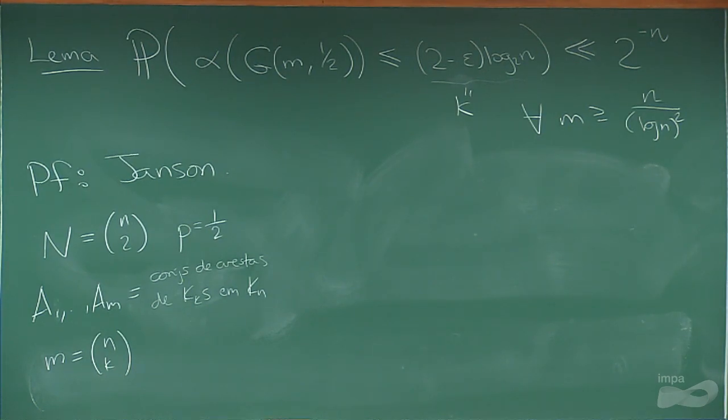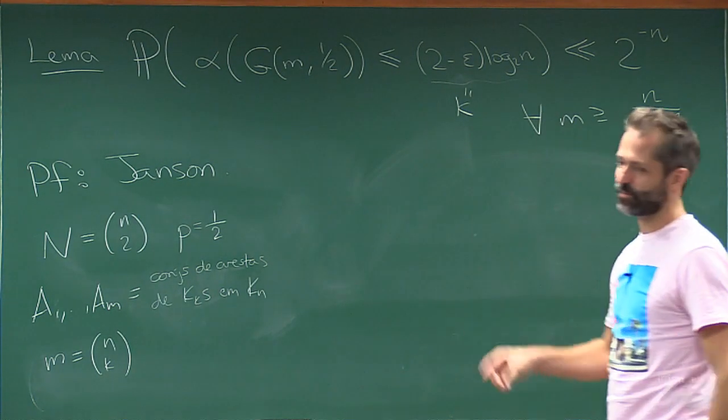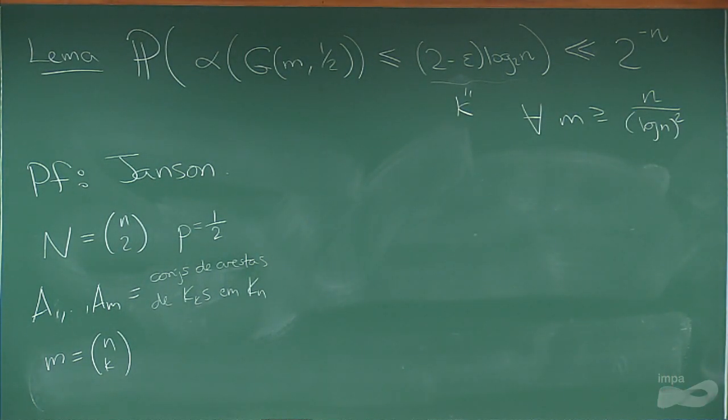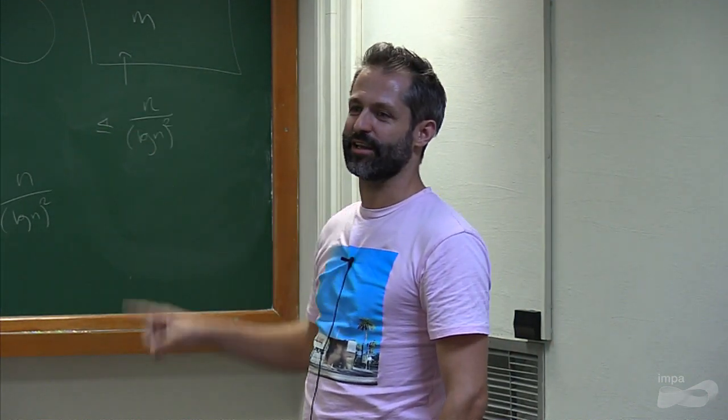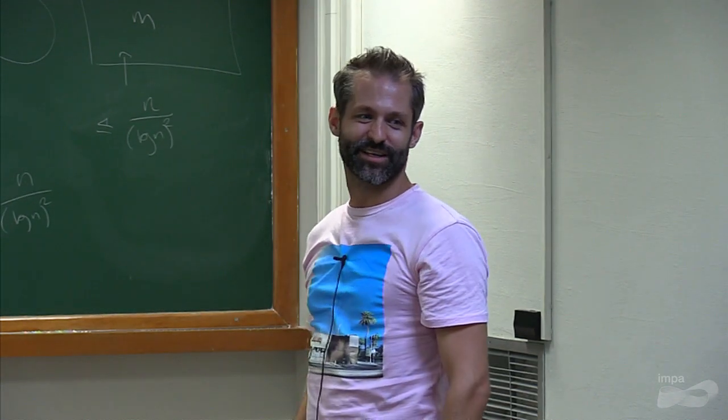Okay, so for each K_k in K_n, A_i is the set of edges of that clique. The event B_i is the event that all of those edges are present, which is not what we want, right? We want an independent set, not a clique. We just turn it upside down.